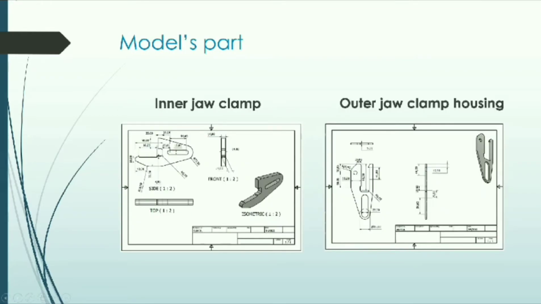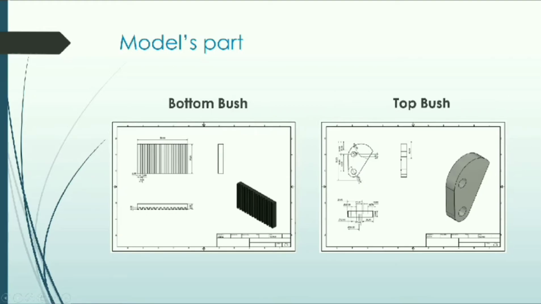So this is our model part. First is inner jaw clamp. It houses the bottom bush gripper and keeps the top bush in place. Second is outer jaw. It is used for housing the inner jaw clamp, the top bush gripper, and bottom bush gripper.